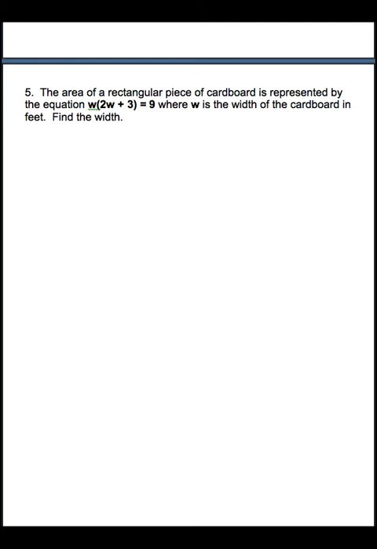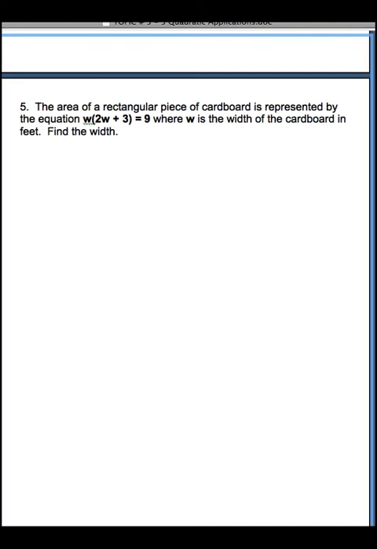The area of a rectangular piece of cardboard is represented by the equation W times 2W plus 3 equals 9, where W is the width of the cardboard. Find the width. Okay. Well, you might think, well, this is already factored. Just set them equal to 0, but it's equal to 9 here. So we can't do that. We're going to have to distribute the W.